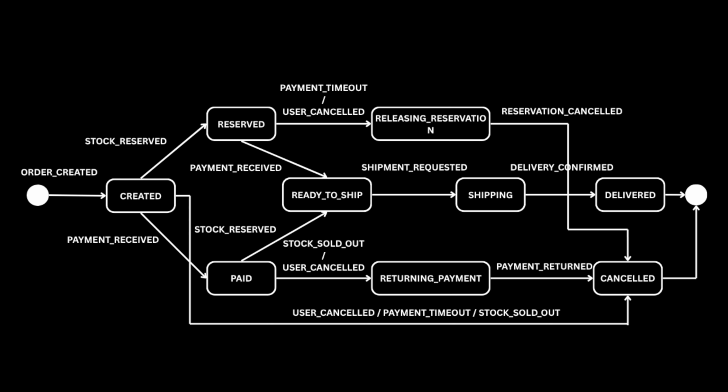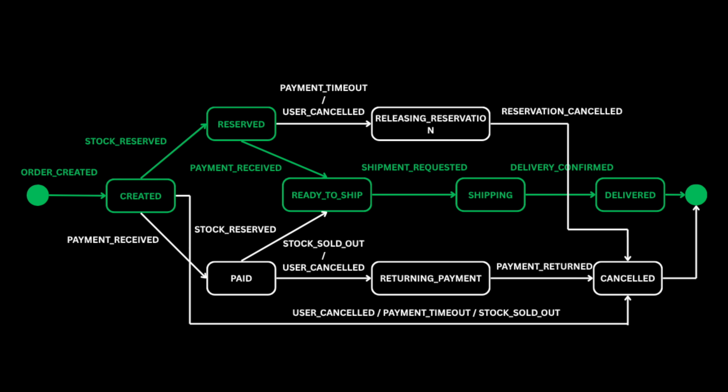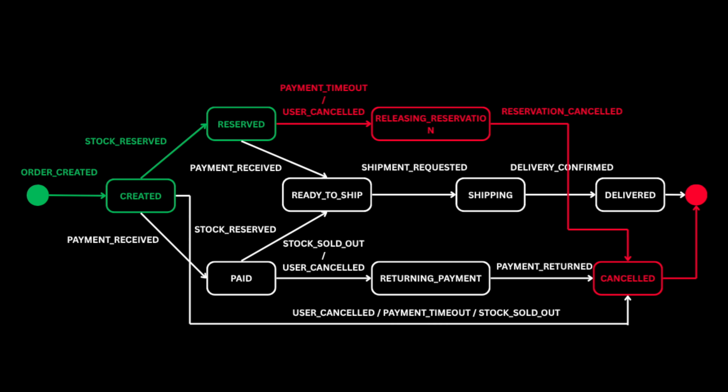State machine is relatively simple, consisting of 9 different states. In case of happy path, order could go, for example, through created, reserved, ready to ship, shipping, and delivered state. Another example of workflow could be order cancelled by client in a reserved state. In such state, system would go from reserved to releasing a reservation and then to cancel state.